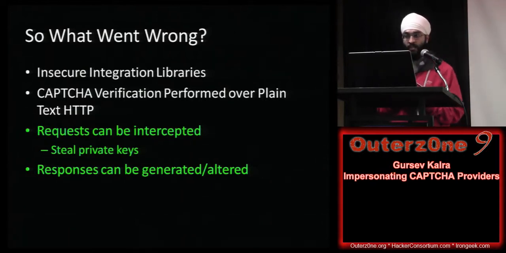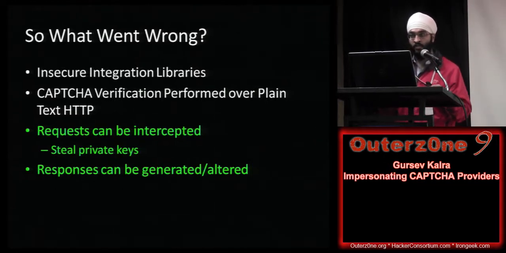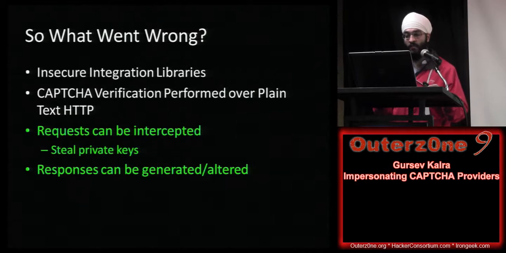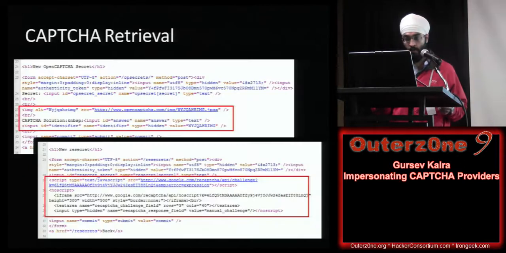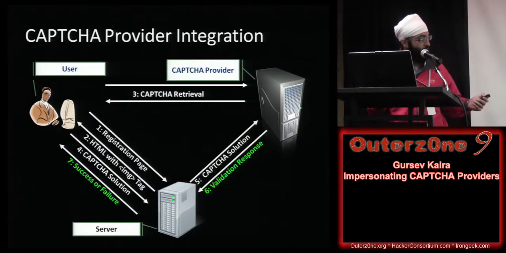The libraries are insecure. While I was looking at a lot of libraries, for example, let's talk about reCAPTCHA because it is the most popular out there. All of the libraries that do the CAPTCHA validation part were insecure. The CAPTCHA verification was performed over plain text HTTP, and what that allowed you to do is the requests can be intercepted. So for example, if I am in a position to intercept the traffic which is coming at step 5 here, I can very much control what comes back in step 6, and then I can influence the behavior which is coming at step 7 here.